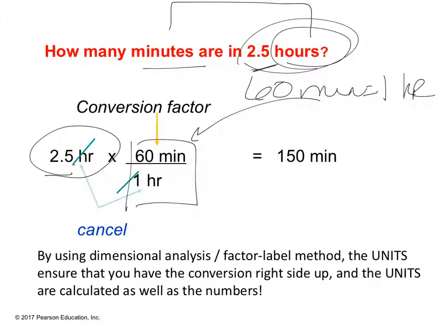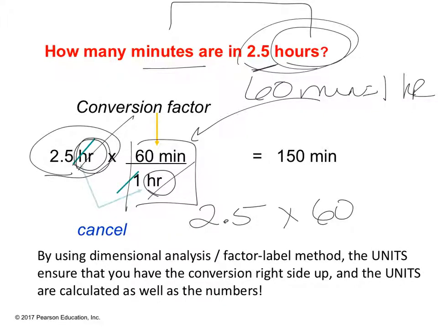Since the units of your beginning given information are hours, you want to make sure that your conversion factor has hours in the denominator. Hours then can cancel, and now you simply have a math problem, which is 2.5 times 60, and that equals 150. The units of your answer are the units that have not canceled out, in this case minutes.